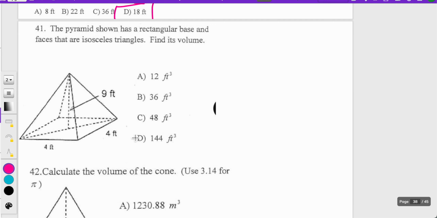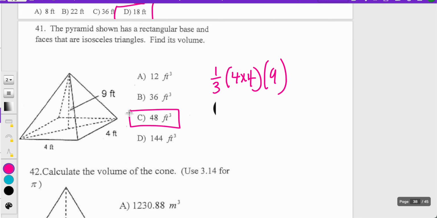41, the pyramid shown has a rectangular base and the faces are isosceles triangles, so find its volume. For a pyramid with a rectangular base, the volume is 1/3 the area of the base times the height, so 4 by 4 times the height, which is 9, we're going to get 144, and then dividing by 3 we get 48.